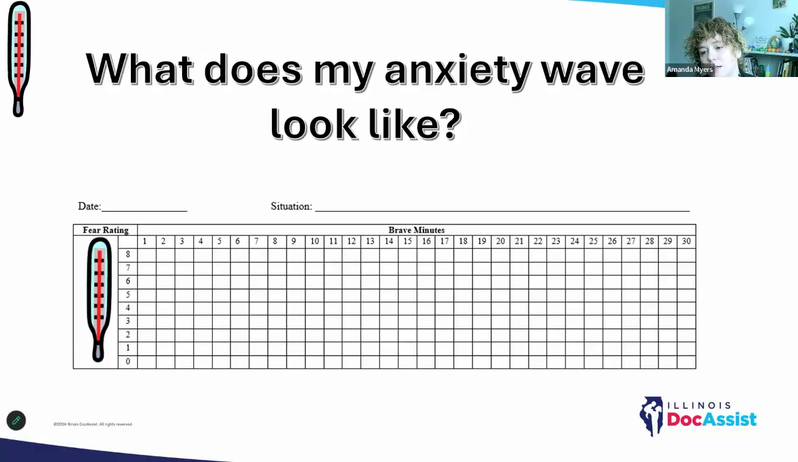There's another nice worksheet we use to start plotting out their amount of brave minutes doing the exposures. And what they'll see over time, of course, is that when they start off, their distress fear rating is like an 8, but as they go down, the wave goes down. As they get longer in their brave minutes, their distress goes down, and the wave plateaus. And it's a nice visual representation of how this exposure intervention really does help their anxiety.